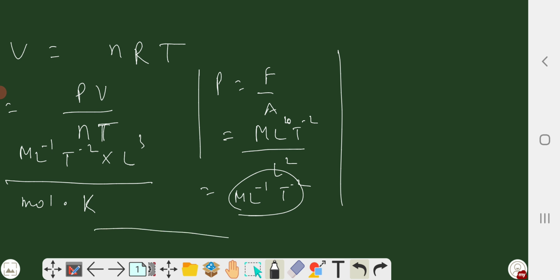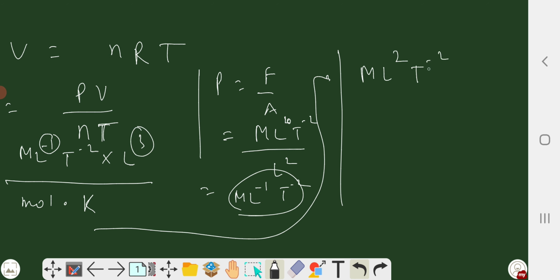It would be like ML. Now you solve this and this: ML square T minus 2 mole to the power minus 1 Kelvin to the power minus 1. That would be the dimensional formula of the gas constant R.